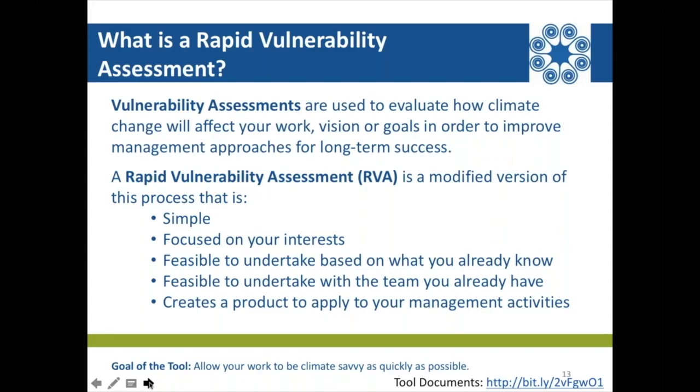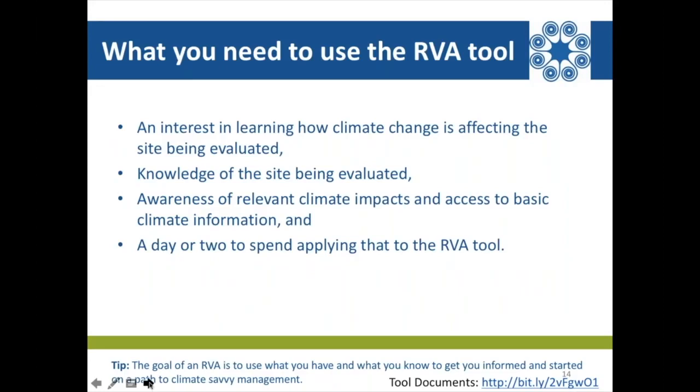How do you begin a process like this? The RVA process is simple: it focuses on your interest, is feasible to undertake with what you have on hand and with the people you have on hand, and creates a product that you can get started implementing and using, which is really the bottom-line goal.